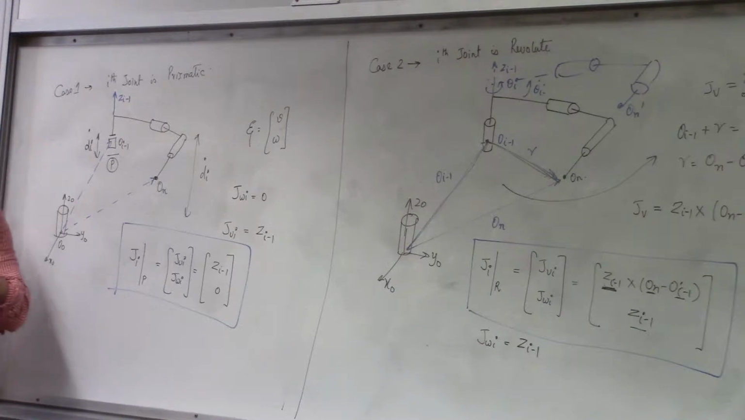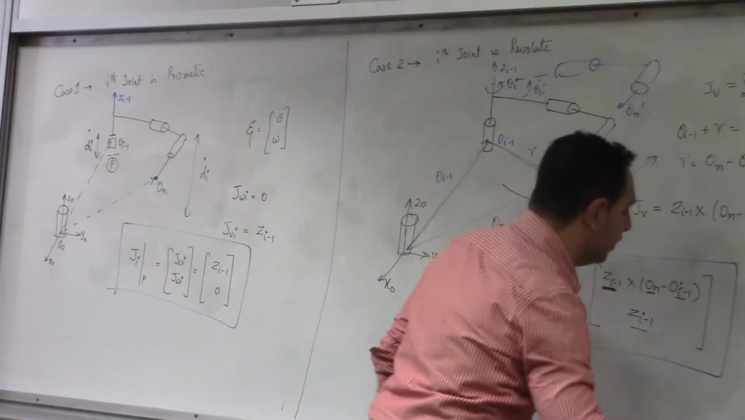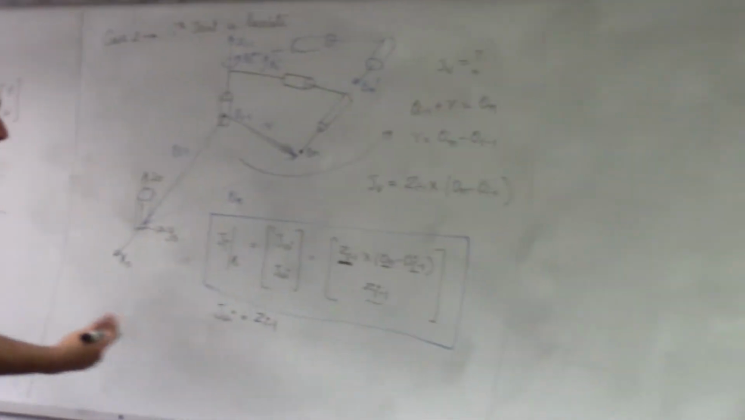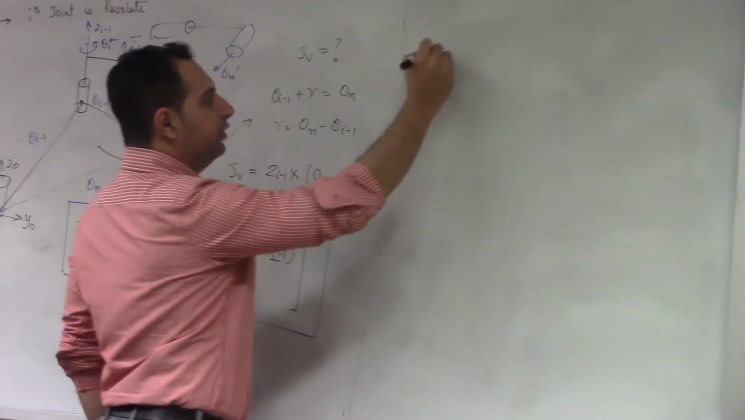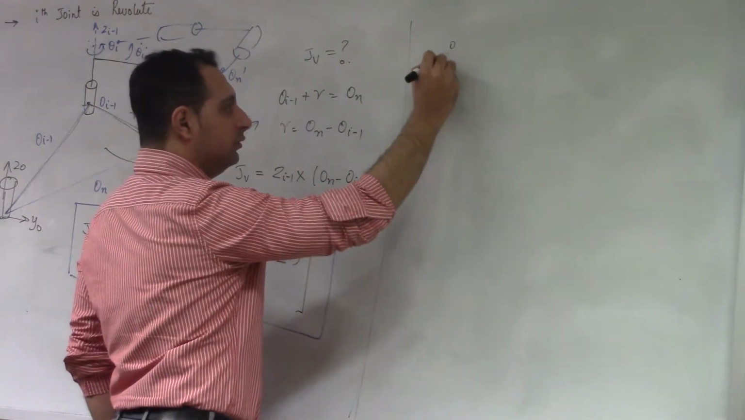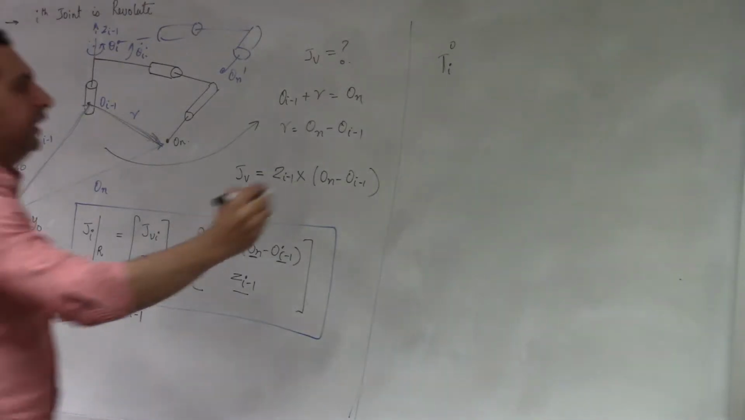Okay? All right. So how do we find ZI minus 1 and OI minus 1? The way we do that is when you look at the T matrix, which is, let's say, T0I, which is A1, A2 till AI.